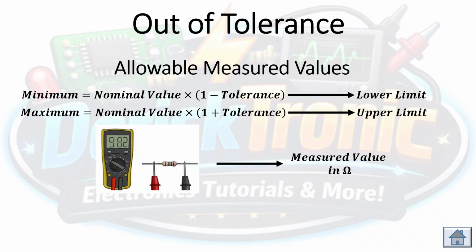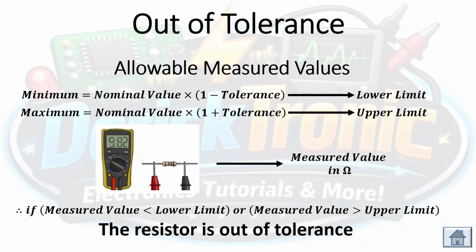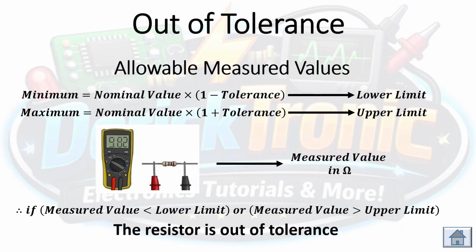How do you determine out of tolerance? The condition is as follows. If the measured value is less than the lower limit or the measured value is greater than the upper limit, we can conclude that the resistor is out of tolerance. Another way to look at that is that if the measured value falls outside of the range mentioned, then the resistor is not fit for use.